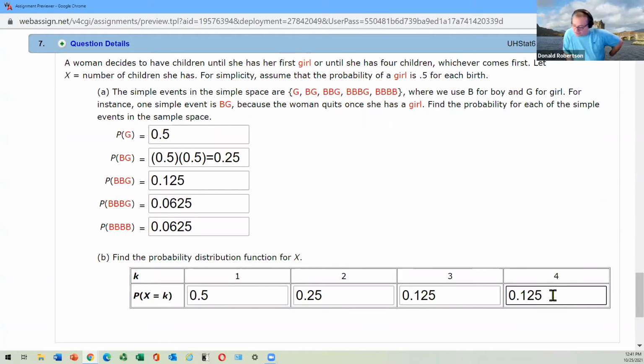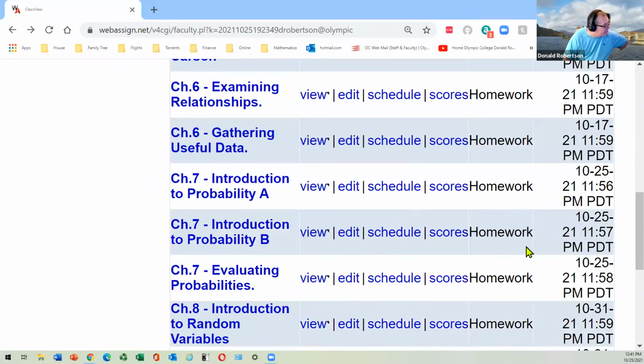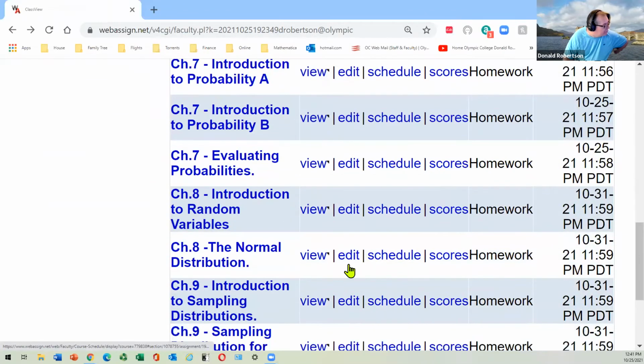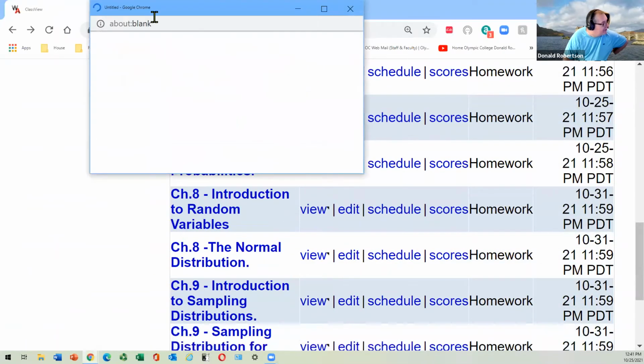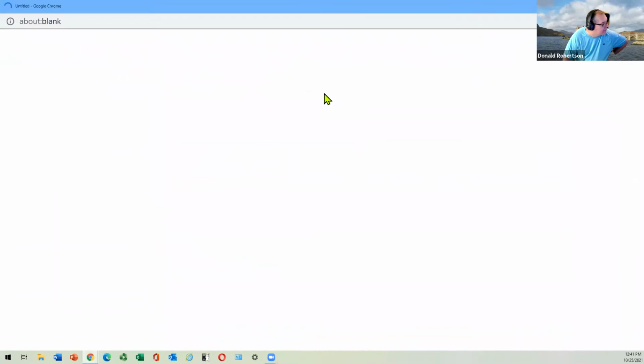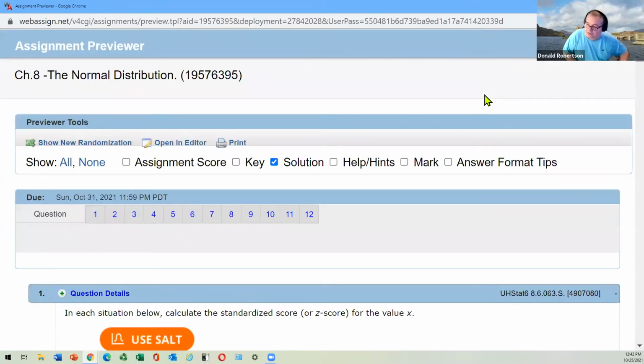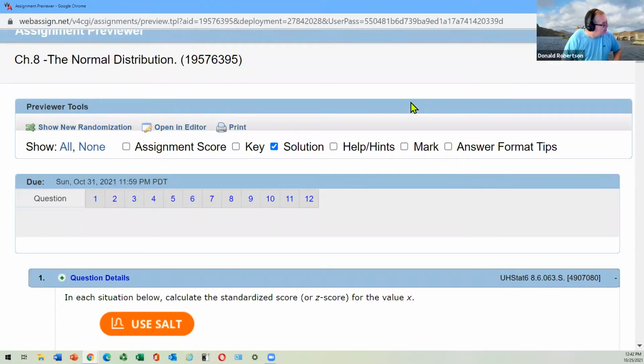Have we any questions, or is that going pretty good? I got one thumbs up. Are we good, guys? Then we are moving on, and at least it gives me a chance to do what's called the normal distribution, if WebAssign decides that it's going to load up. Oh, guess what it did.